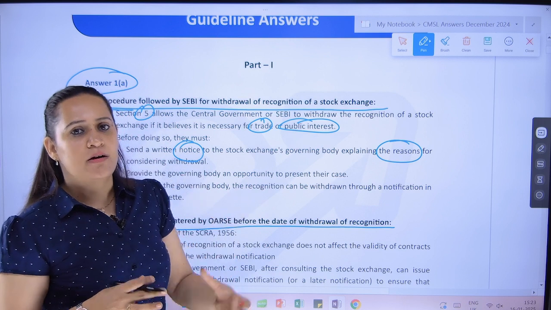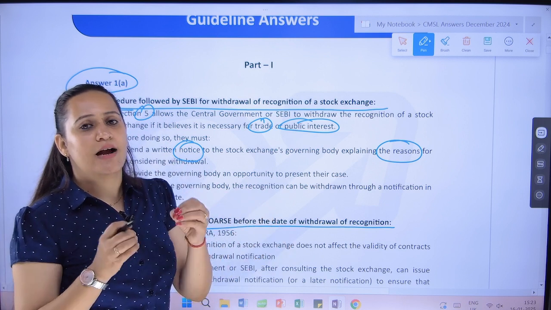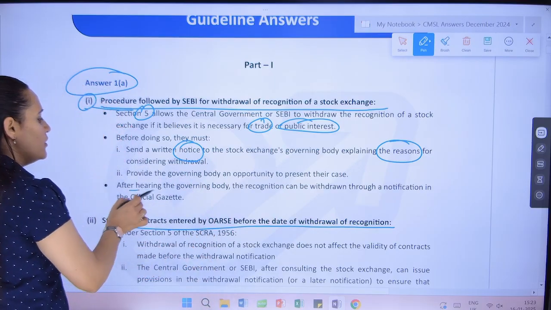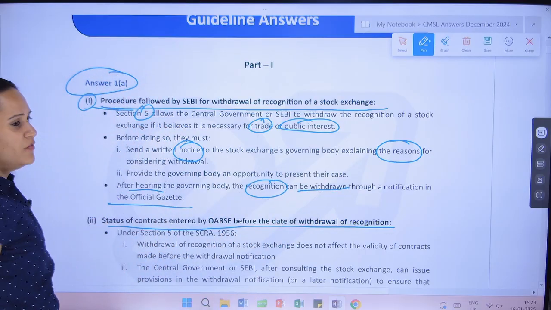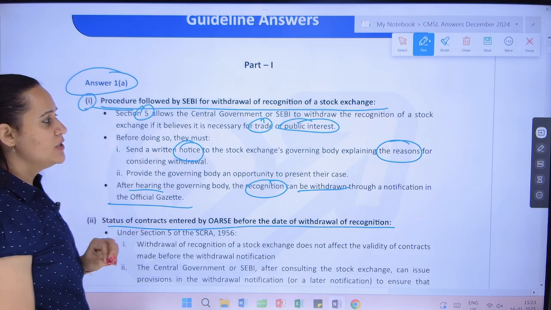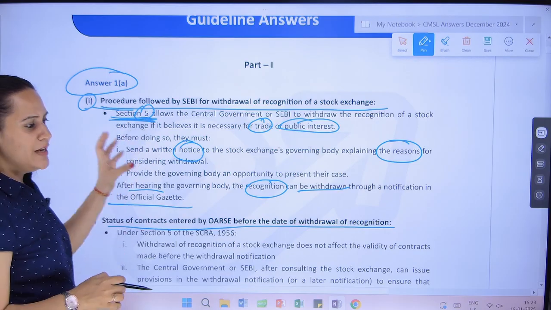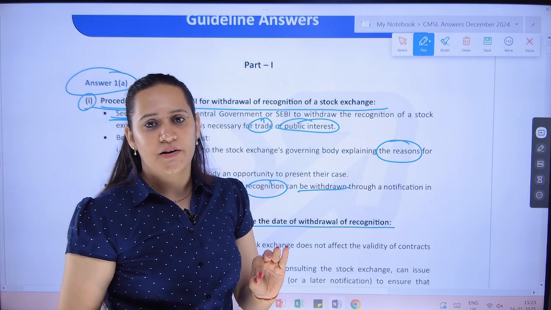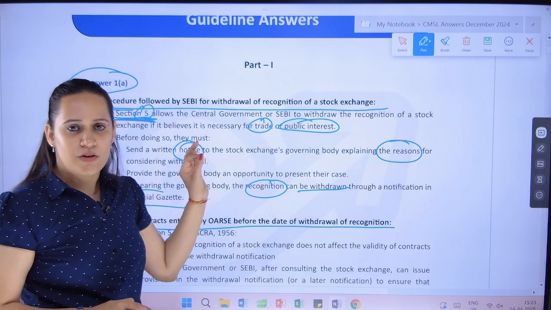If SEBI, after hearing the party and after all the basic inquiry and investigation, still thinks it is better to withdraw the recognition, it is going to pass the order of withdrawing the recognition through a notification in the official gazette. So, this should be your answer. As far as possible, write your answer point-wise. Mention the section or the provision initially if you know it correctly. If you don't know the section number or the regulation number, avoid it, but mention the name of the enactment and the name of the regulation.